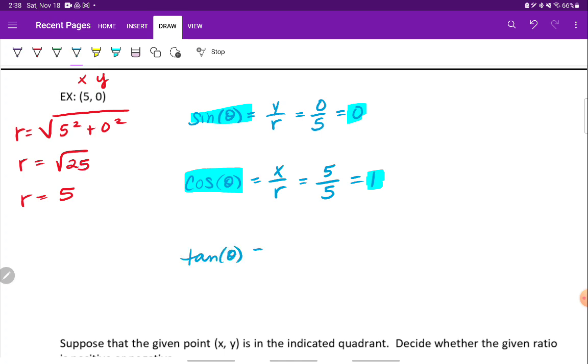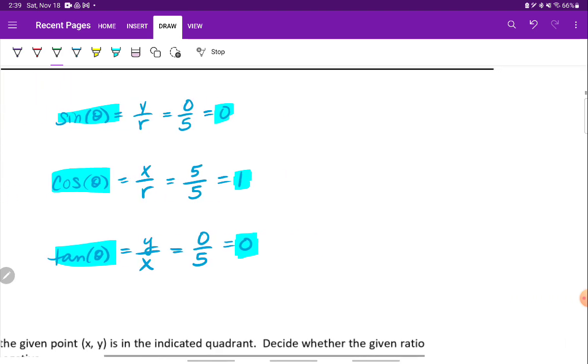Tangent of theta is defined y over x. So that's going to be 0 over 5. We get tangent of theta to be 0. And then the next 3 are reciprocals. The reciprocal of sine is cosecant. That's r over y.